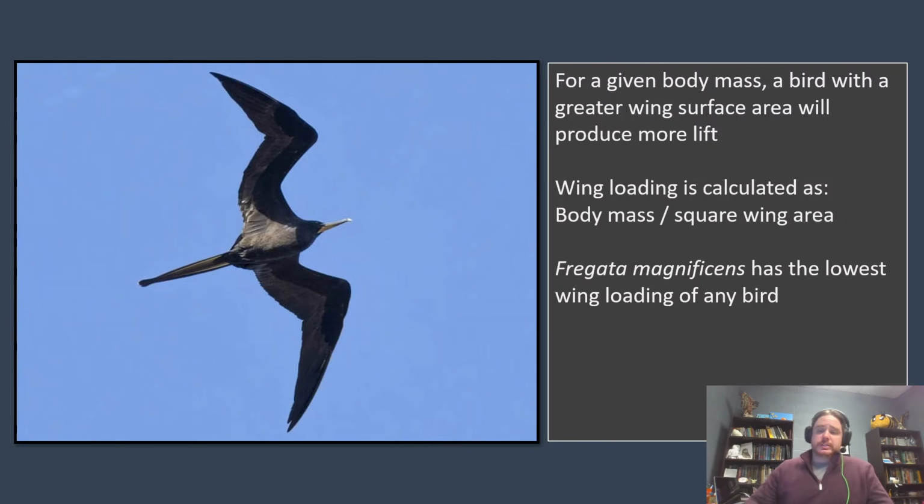Another thing this does is makes them kind of good at stealing food from other birds because it makes them a little more maneuverable. And so they can swoop in, grab food, and fly away quite easily.